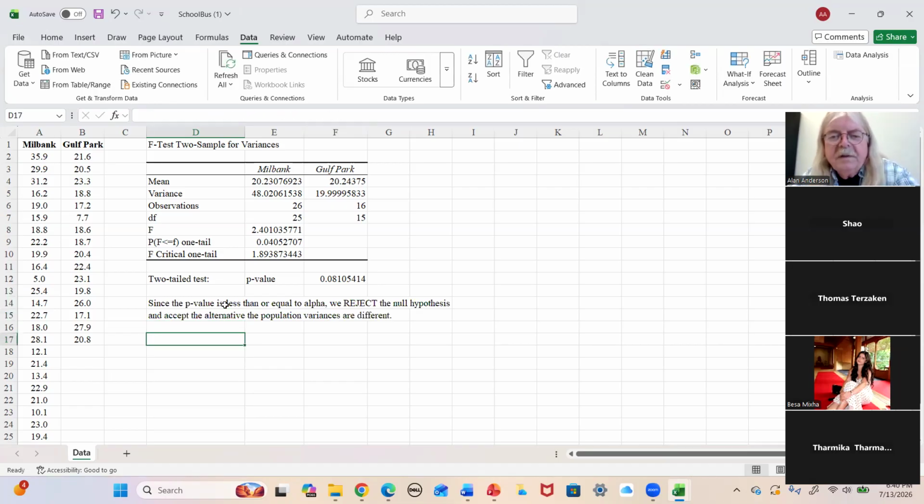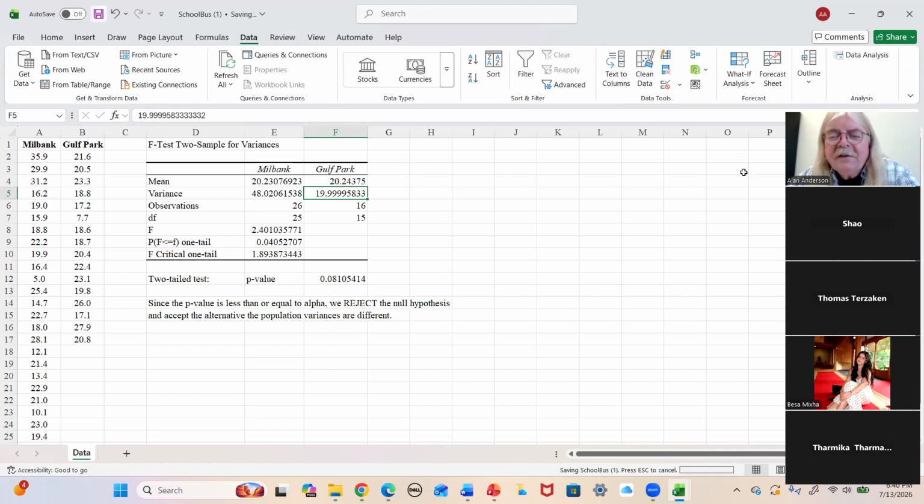So that's really all that we can do. They have to take it from there. We don't know which one is lower, although we can probably guess because the variance in Gulf Park is quite a bit lower. But as far as the problem goes, they just wanted to know yes or no, are they equal or not? And the answer is no. Okay. All right, so that one is done. So you can save that and hand it in.